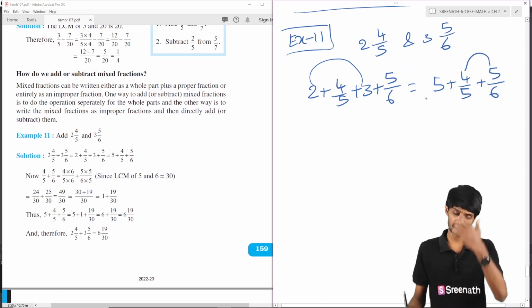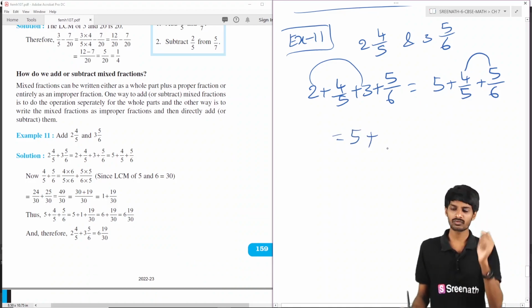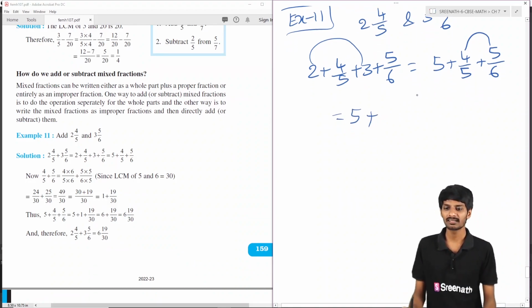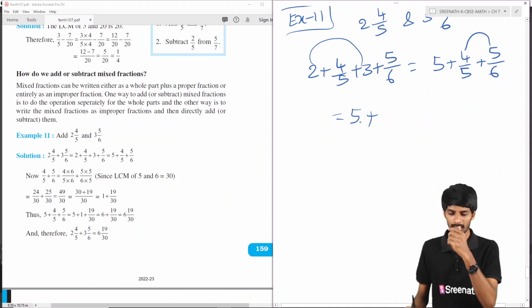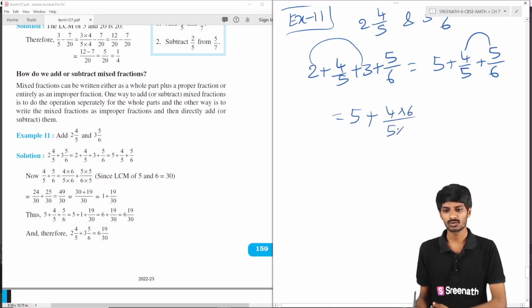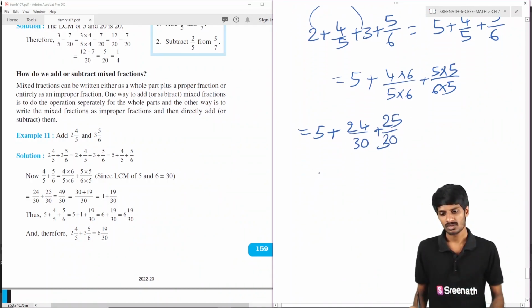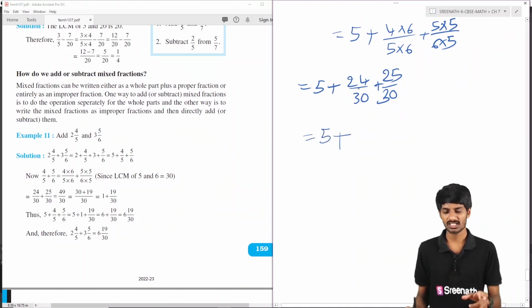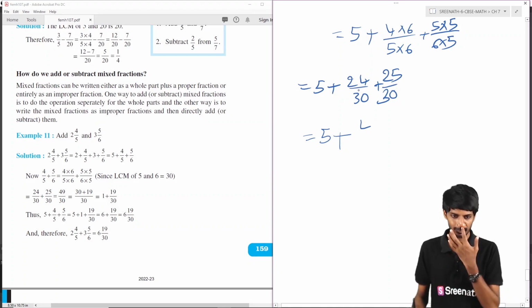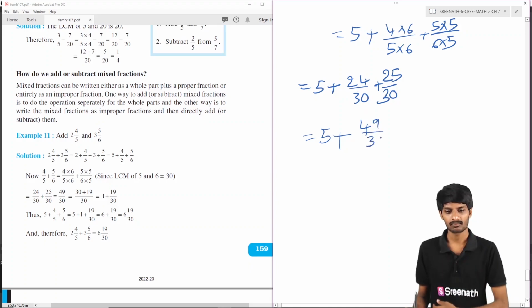Now these two are the fractions. How to add two fractions if they are unlike? Just find the common multiple, the least common multiple, LCM. So that is 4 into 6 divided by 5 into 6 plus 5 into 5 divided by 6 into 5. So 6 fours are 24 by 30 plus 5 fives are 25 by 30. Whenever the denominators are the same, like fractions, simply add the numerators. That is 24 plus 25, which becomes 49 by 30.